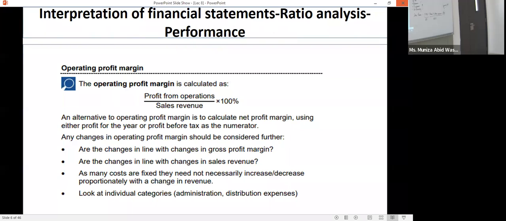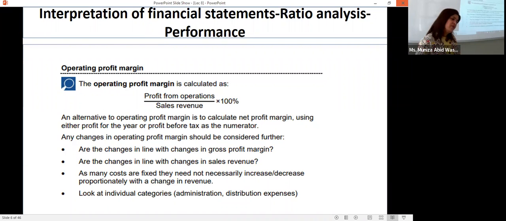EBIT. Earnings before interest. But shouldn't then there be minus operating costs as well? Yes, these are operating costs. Administration and selling expenses are operating costs. These are indirect expenses of the organization.